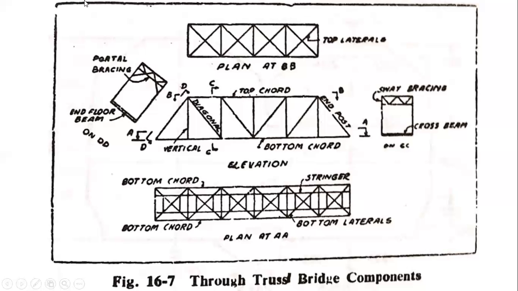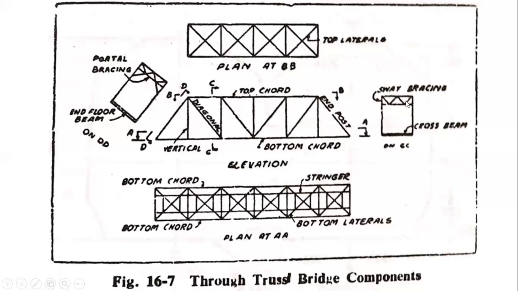Now if you see the plan at the section BB, my BB section is at the top here. So this is my top chord member, this is my top chord member, and we have these connections between the top chord members, and we have these cross bracings to resist the lateral force. Okay, so this is called your top laterals. Now we have the section CC here. Okay, CC is the section just before the last panel. So this is my last panel, just the last panel, CC here.